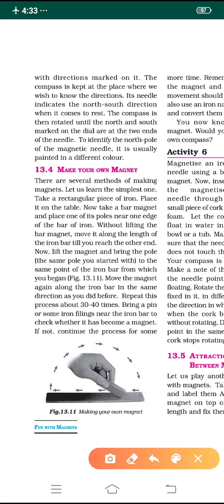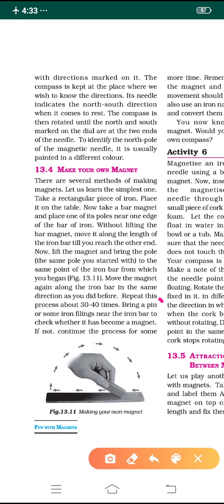Okay, so move the magnet again along the iron bar, in the same direction as you did before. Bring it up to here, again lift it, again start from here, again like this. It should continue continuously. Repeat this process about 30 to 40 times.